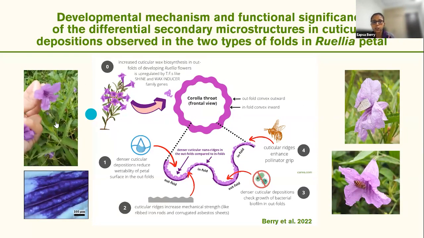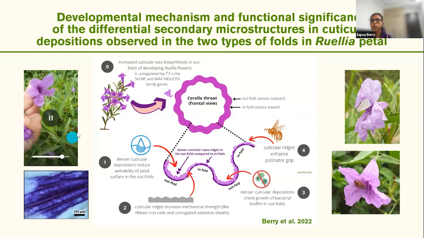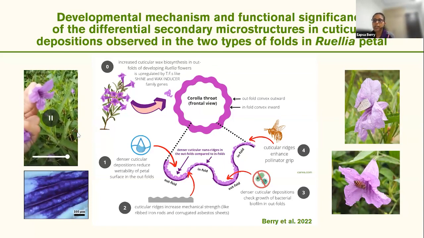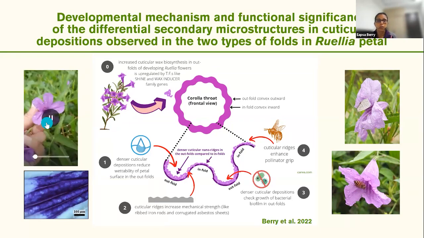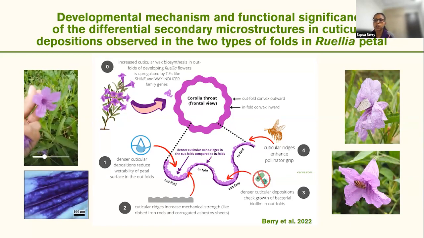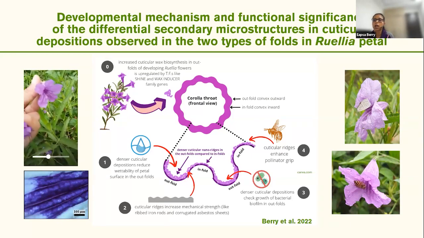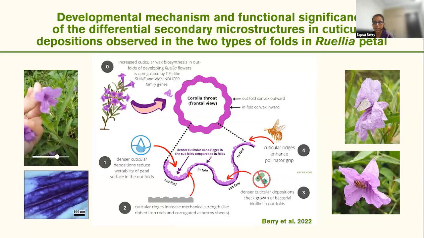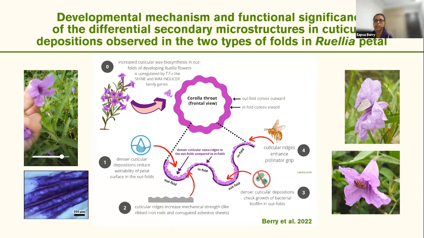You can look at this video here. We can see the scene after the rain. The throat gets water in the rain, and when you squeeze the throat gently, the water comes out through the outfold. The cuticular depositions are hydrophobic in nature, and thus they protect the flower and enhance its longevity.